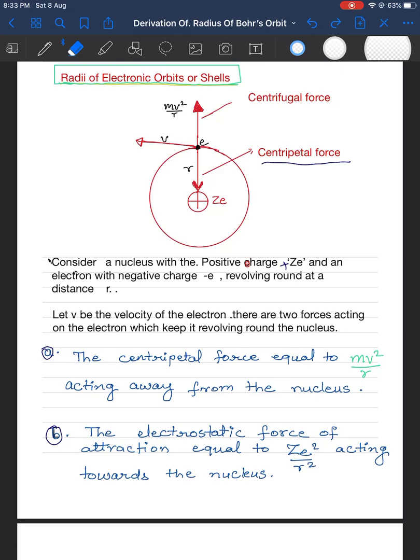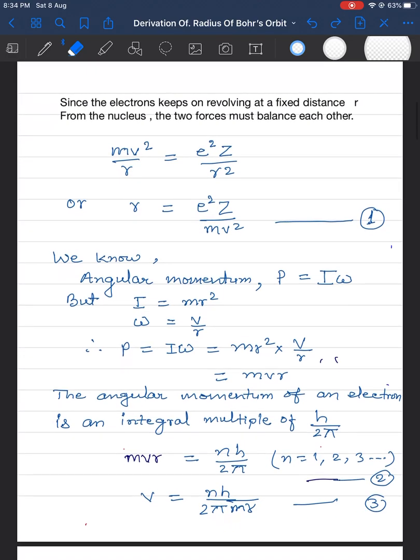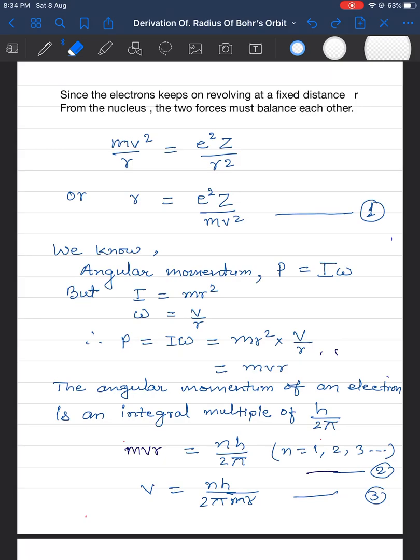There are two forces acting on the electron which keep it revolving around the nucleus. The centripetal force equal to mv squared by r acting away from the nucleus. The electrostatic force of attraction equal to Ze squared by r squared acting towards the nucleus. Since the electron keeps on revolving at a fixed distance r from the nucleus, the two forces must balance each other.